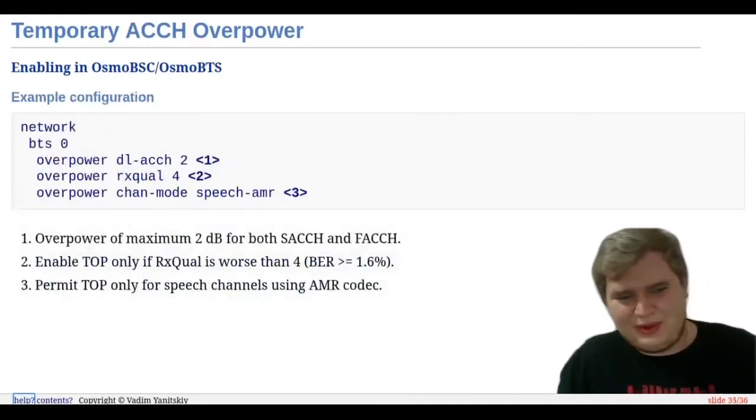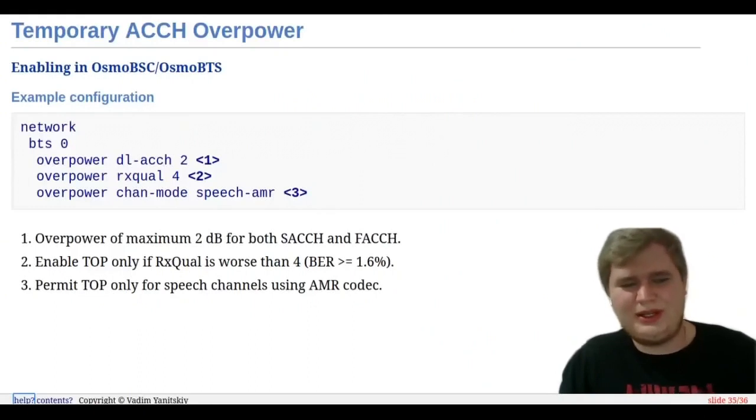This is an example of configuration in OsmoBSC. In this case, for both SACCH and FACCH, the RX quality threshold is 4. So when the bit error rate is higher than 1.6%, then the overpower is enabled. And in this case, it's only for the AMR codec.